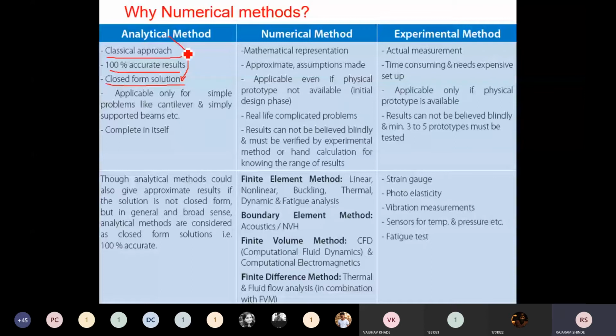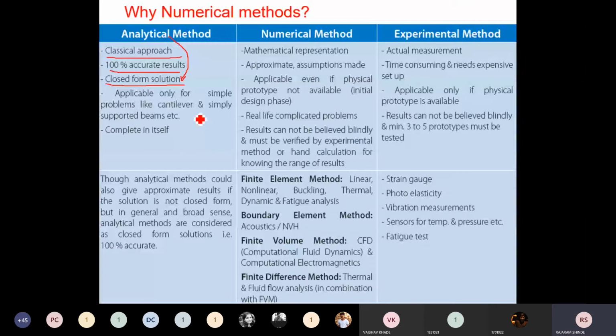Now these are the big advantages of the analytical method. You will not get these advantages in other methods. But it has some limitations. It has big limitations, or so many limitations. What are those limitations? This method is applicable only for simple problems like cantilever and simply supported beams, or for predicting the heat transfer through circular fins. For these types of problems, we can use the analytical method.